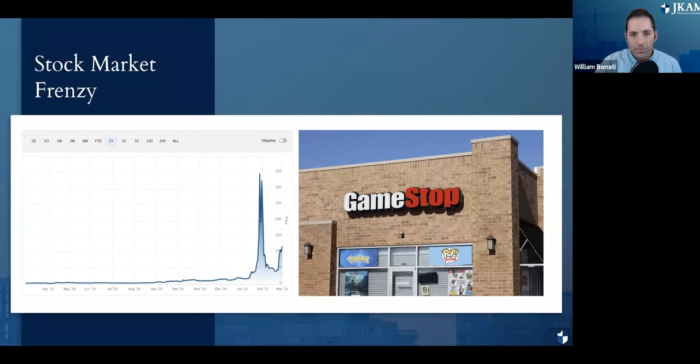So with all that said, if you're not already investing in other assets like real estate, now may be a good time to have a closer look. And this is really why.